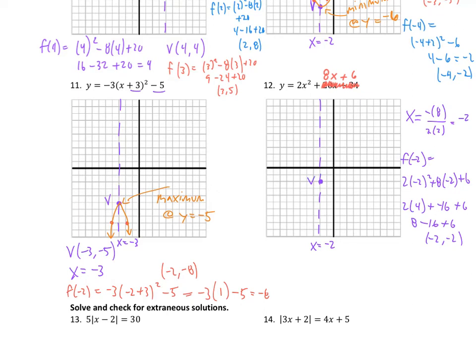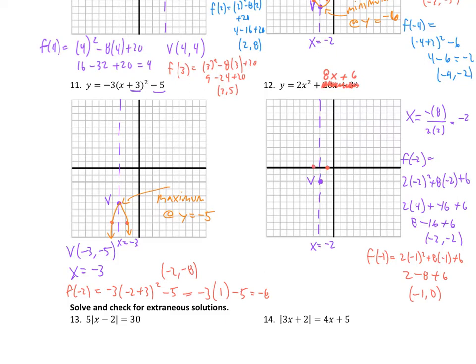So I need some points next to -2. So like -1. So 2 times -1 squared plus 8 times -1 plus 6. So -1 squared first is 1. So 2 times 1, which is 2. 8 times -1, which is -8, and then plus 6. So 2 minus 8 is -6, plus 6 is 0. So plugging in -1, we got 0 as an answer. That means it'll reflect to here.